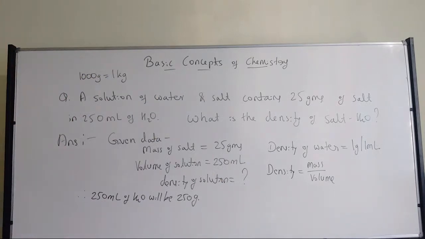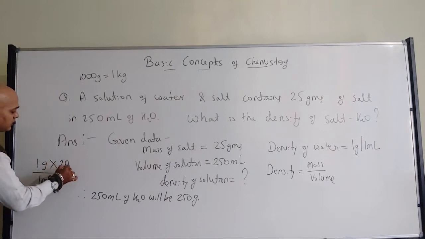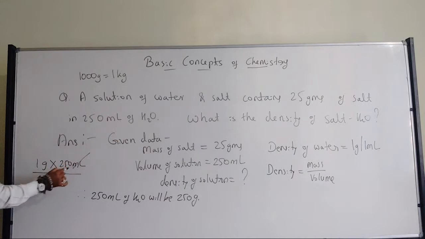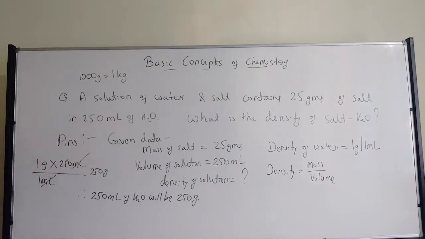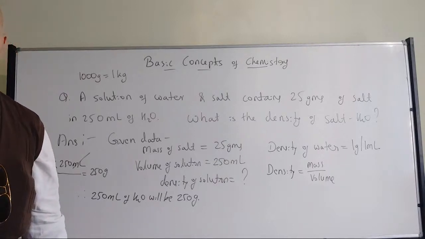How have we found it? For example, for 1 ml of water, it is 1 gram. Then how much for 250 ml of water? So ml will get cancelled. The answer will be in terms of 250 grams. So that's where we have got the 250 gram as the mass of the 250 ml of water.